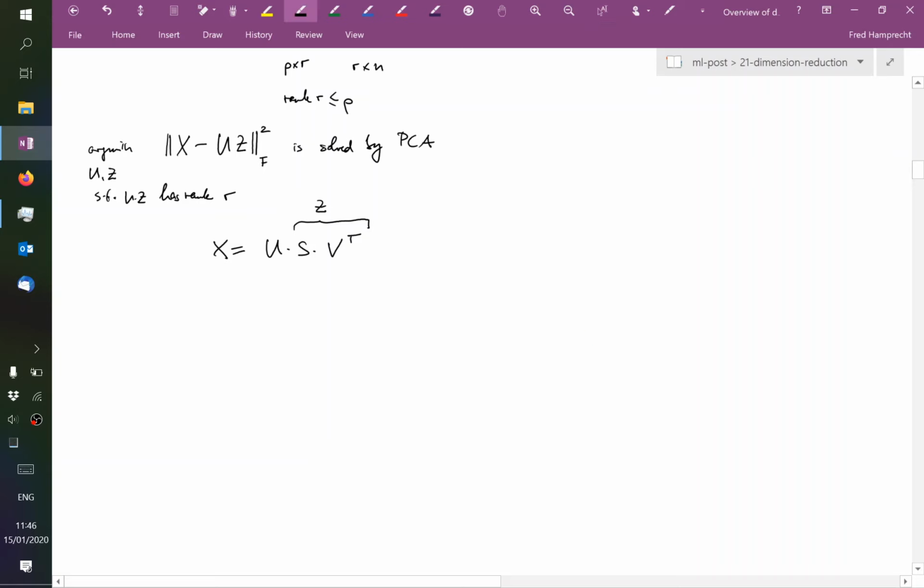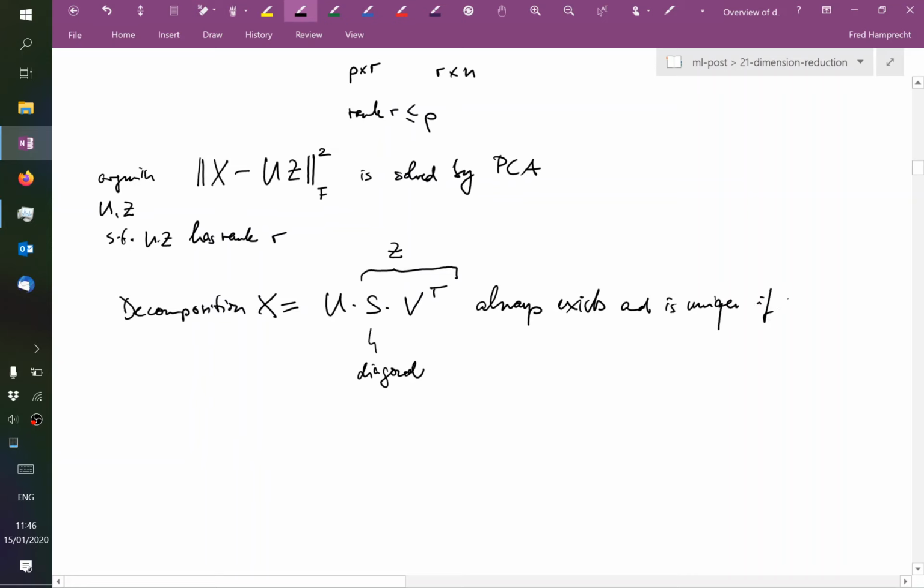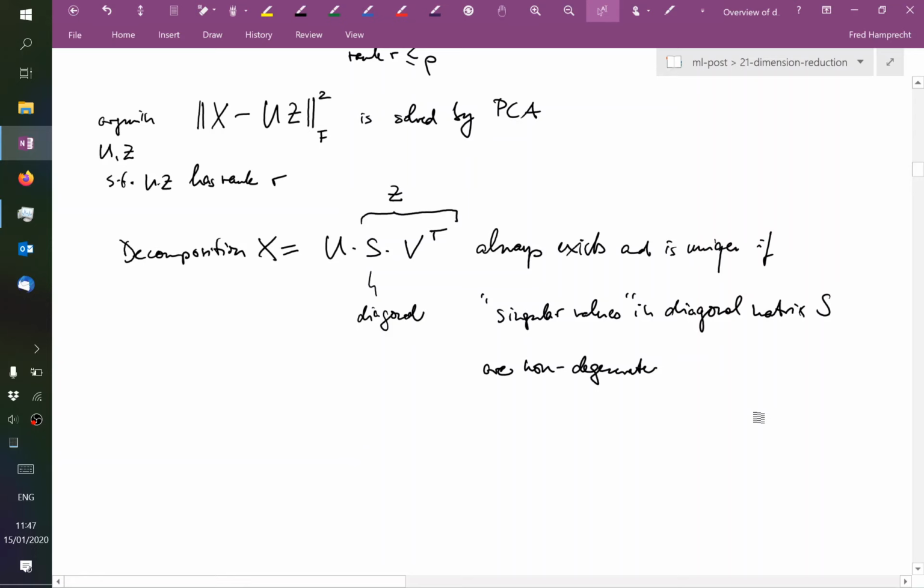So this decomposition, X equals U times S times V transposed, where S is a diagonal matrix, always exists for any matrix X. And is unique if the so-called singular values in my diagonal matrix S are unique, if they're non-degenerate.